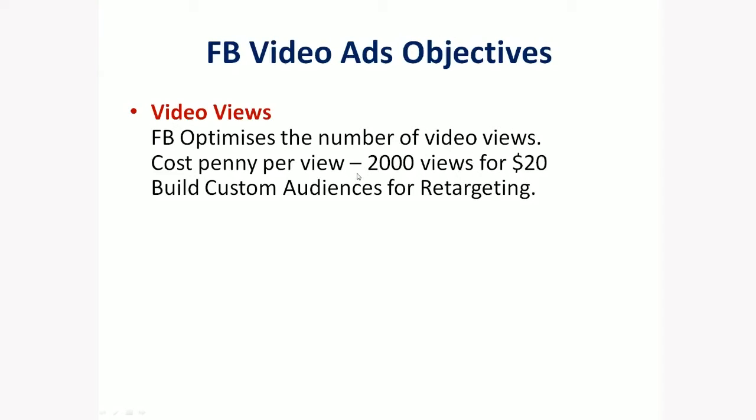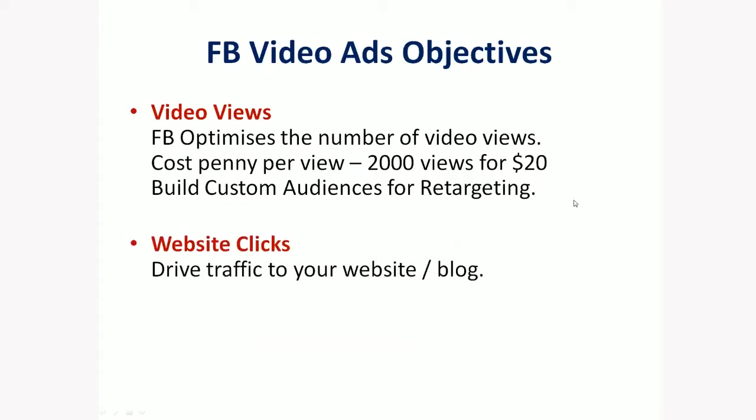Because in those 2,000 views, you can build your custom audience, a custom audience that has warmed up, they've seen one of your videos, and you can retarget them because now they're a warm audience. Very important. You can also choose website clicks. That's if you want to drive your viewers to go to your website. Again, build your brand, build a connection with your audience by sending them to your website.